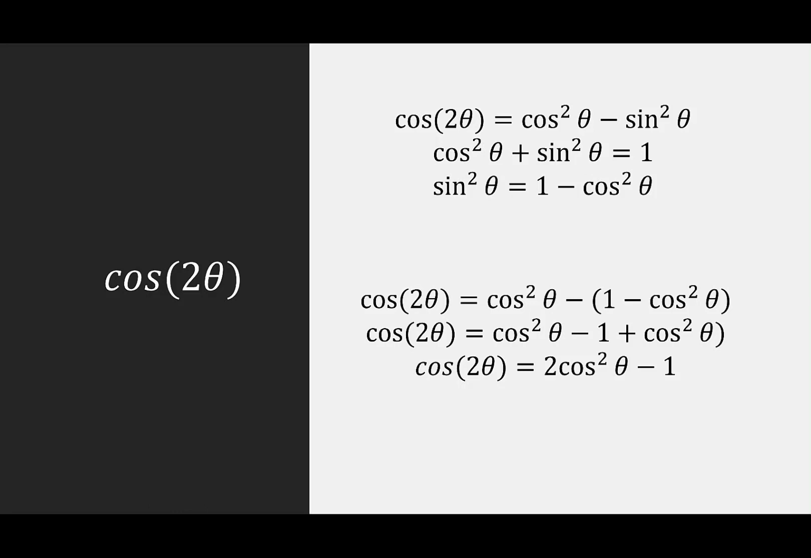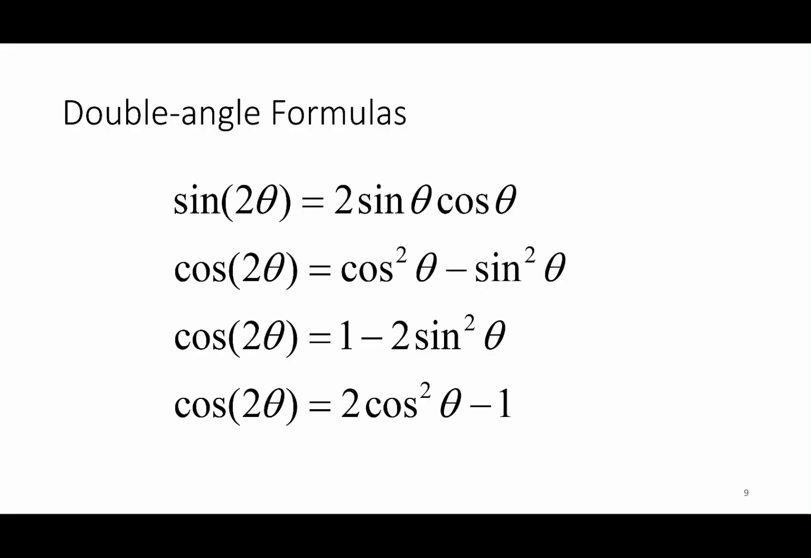It's really up to you which one you choose, but to make things easier, let's put all of the formulas together on one slide. So we have our double angle for sine, which is 2 sine theta cosine theta. Then we have 3 ways to express the double angle for cosine. You can use cosine squared theta minus sine squared theta, you can use 1 minus 2 sine squared theta, or you can use 2 cosine squared theta minus 1.